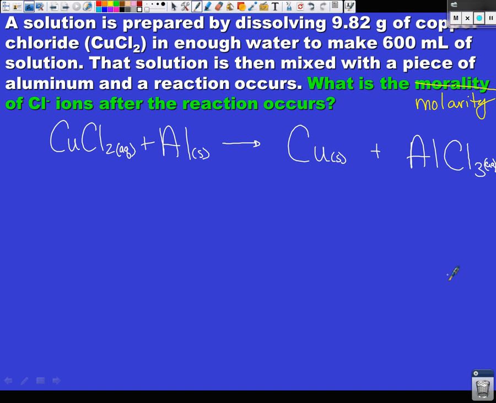Now, do you agree that this is our 2-3-6 rule? So we've got a 3 here and a 2 there. 3 here, 2 there. Does that make sense?